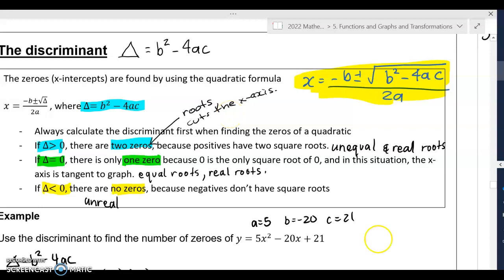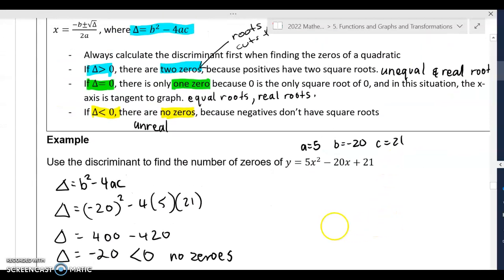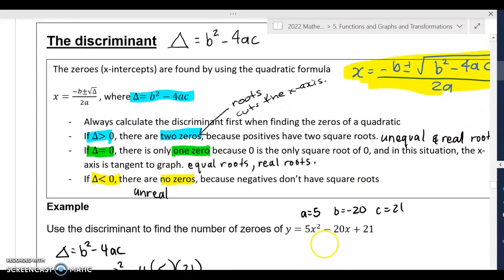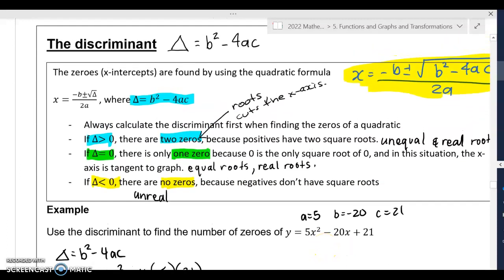Let's have a look at a question. Now I've worked through this one in class already today, so there's already some solutions up there, but the question says, use the discriminant to find the number of zeros of y equals 5x squared minus 20x plus 21. First of all, to use our discriminant, which is b squared minus 4ac, we need to come up with an a, which is the number out the front of x squared, which is 5. b is minus 20, it's out the front of x, and c is 21. Pop those straight into our formula.